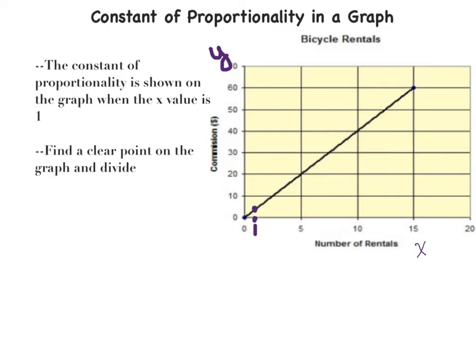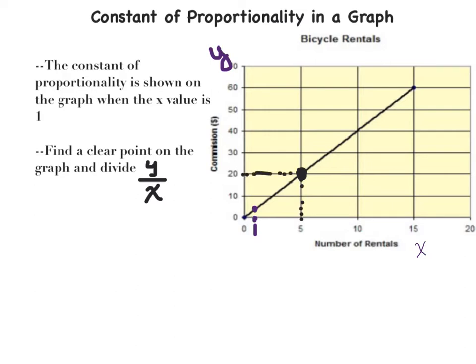So in order to find the constant, I have to find a clear point on the graph and divide. And we're going to divide y over x. That will give me my constant. So when I look at the graph, I see a clear point is right here. I can tell exactly that for 5 rentals, the commission would be $20.